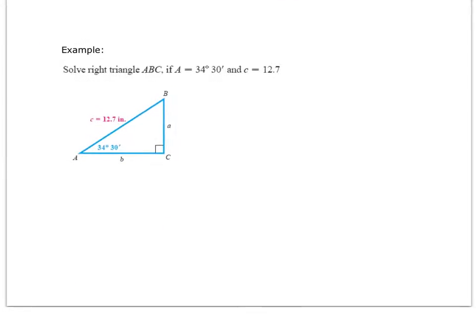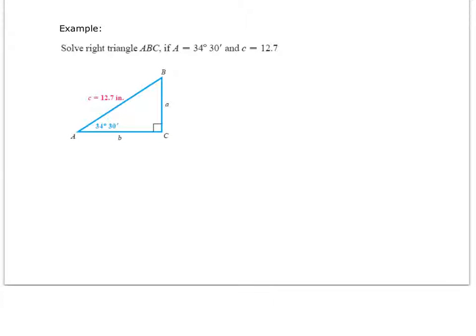So the directions for this one say to solve this right triangle if A is 34 degrees and 30 minutes, and if side C, yes, side C is across from the right angle, the hypotenuse, is 12.7 units. So we need to finish out and measure angle B. We know what angle C is. I'm just going to go ahead and write it. And then we need the side C equals 12.7. Side A is what we're looking for, and side B is what we're looking for.